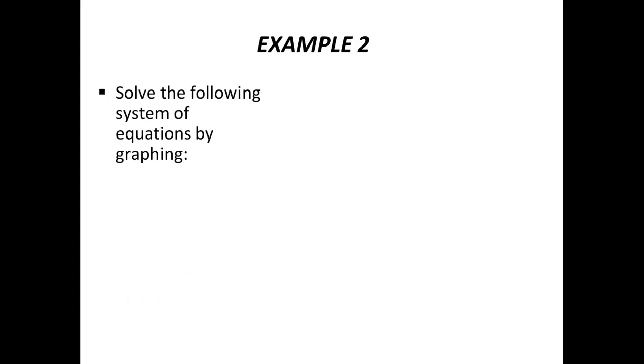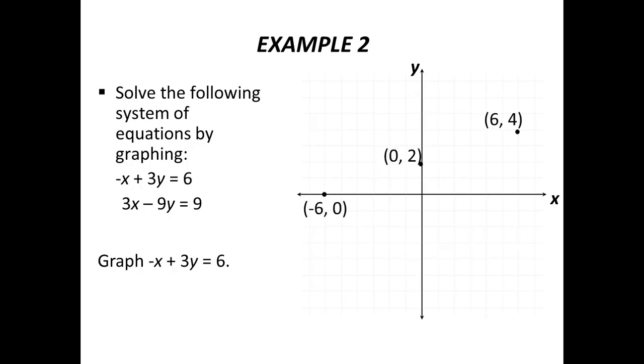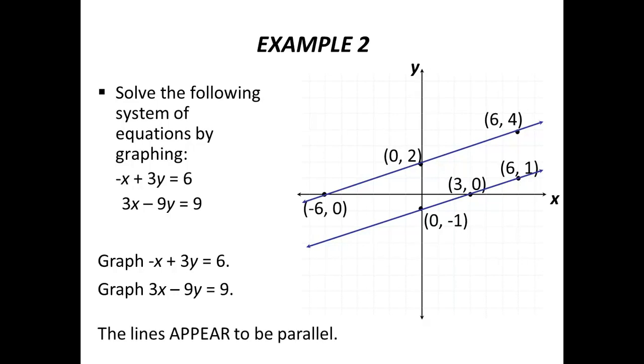Example 2. Solve the system of equations by graphing. Go through the same steps of graphing minus x plus 3y equals 6 and 3x minus 9y equals 9. Go to your graph and plot 3 points for each equation. Connect those 3 points with a straight line. In doing the same for both of these, we see that it is not apparent that the two lines actually intersect. That does not mean that they don't intersect, although they do appear to be parallel.